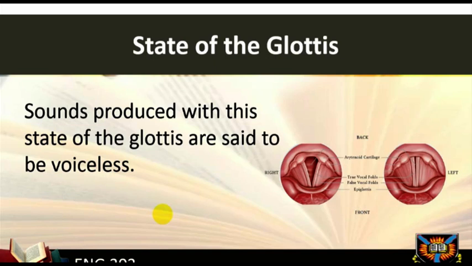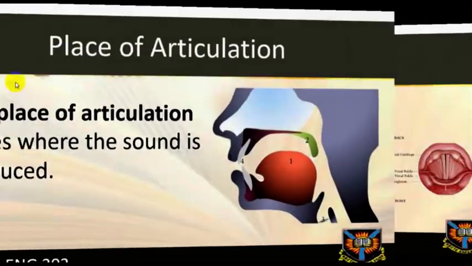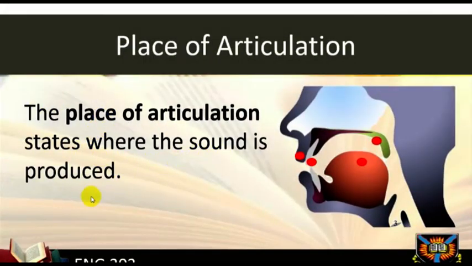Place of articulation. The place of articulation states where the sound is produced. It names where the radical obstruction occurs when an English consonant sound is produced.